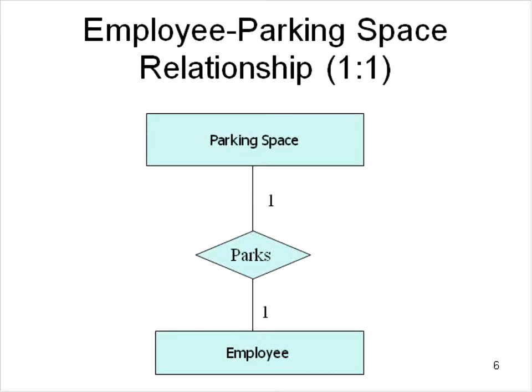So, if you look at the diagram on slide 6, which shows the employee parking space relationship as a one-to-one relationship, notice we have a 1 between the employee and parks relationship, and there's a 1 between the parking space and the parks relationship. So one employee can park in only one parking space, and one parking space can only have one employee parking in it.